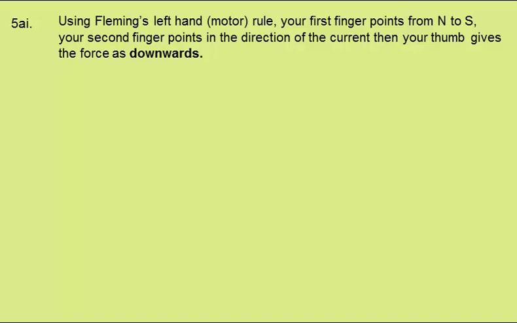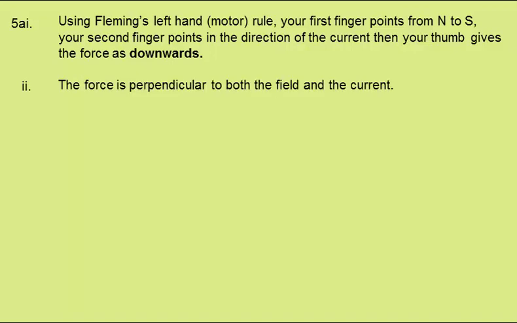Your second finger points in the direction of the current, which is to the right, and then your thumb gives the force downwards. In part 2, in the second experiment, an alternating current is passed through the wire. We need to explain why the wire will vibrate vertically.